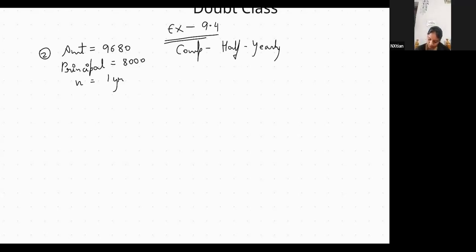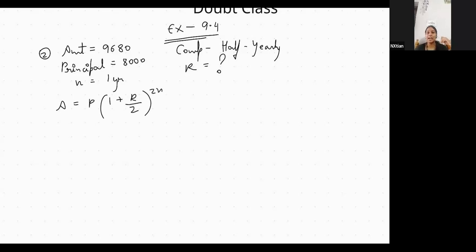Hence, R we have to find out. See what we do, guys, in compound interest, for every question, whatever you have to find, use the amount formula first. The amount formula is: amount equals principal times 1 plus, now this is compounded half yearly, means R by 2, raised to the power 2n.